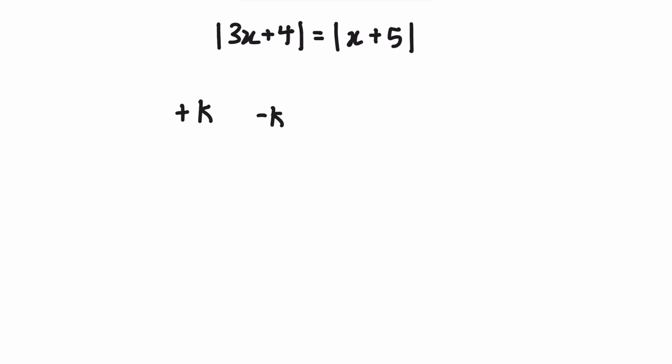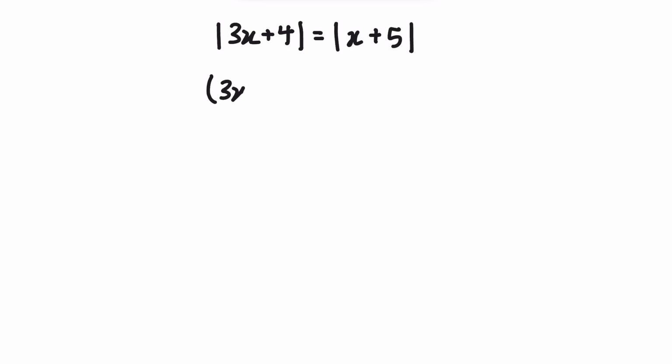Here let's use another example of the modulus function using the squaring method. So let's take for example modulus 3x plus 4 equals modulus x plus 5. What we will do here, it's difficult to use the method of plus k or negative k. It will be difficult. So the easier method will be squaring both sides and making a quadratic expression.